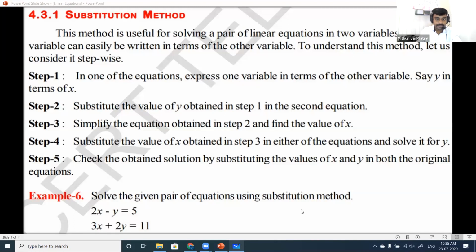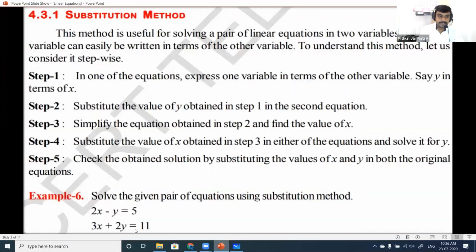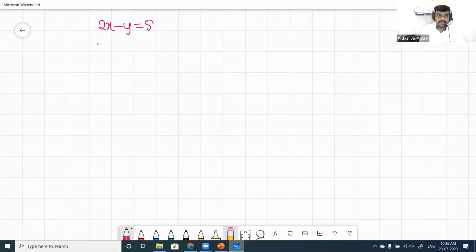In the first step, we will make x the subject. Here we have 2x minus y is equal to 5. In this, we will try to express x in terms of y. Now, how is that done? That is done like this. Let me take you to the board. What's the example we have here? 2x minus y is equal to 5. That's the first equation, right? And the second equation is 3x plus 2y is equal to 11. This is one of the example questions which I have taken.